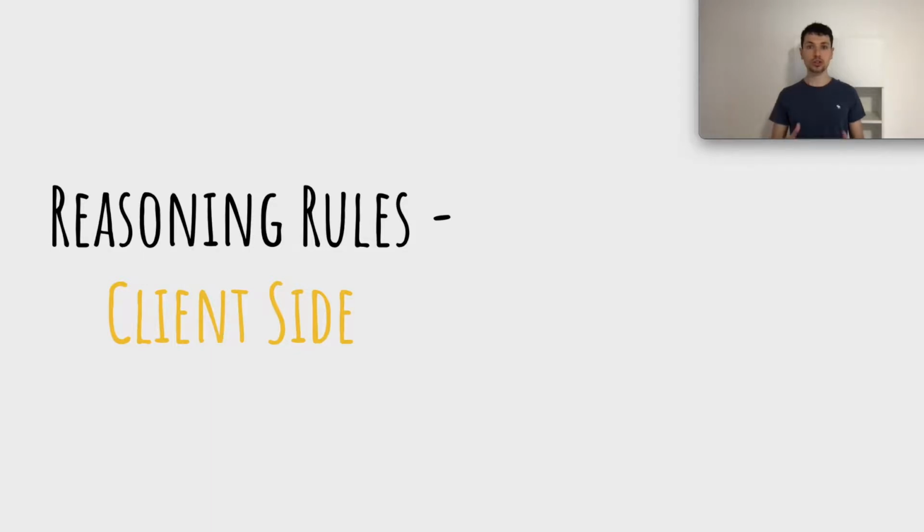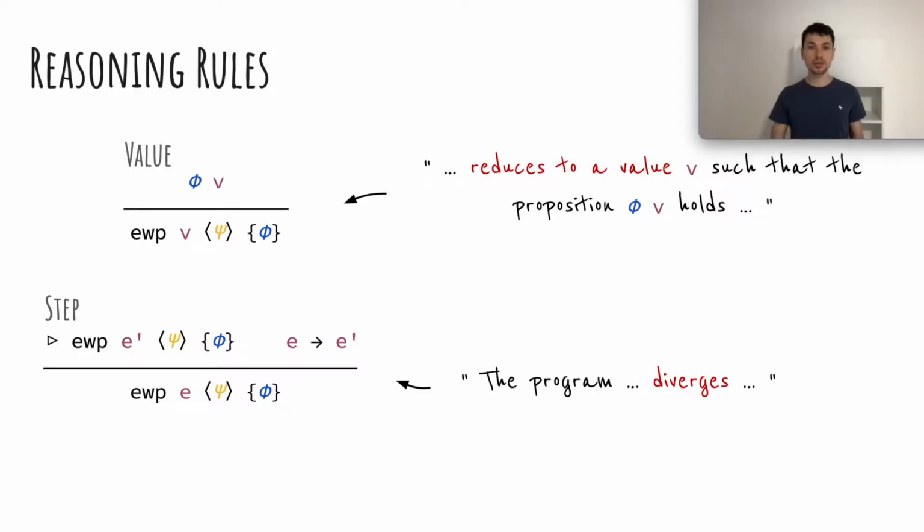A weakest precondition statement is going to be used as the specification of a program, and reasoning rules as ways to derive it. So standard reasoning rules found in separation logic are, for example, the rules value and step, which here are adapted to our system. The rule value justifies why a program that terminates is correct, while the rule step can be used to prove the correctness of divergent programs.